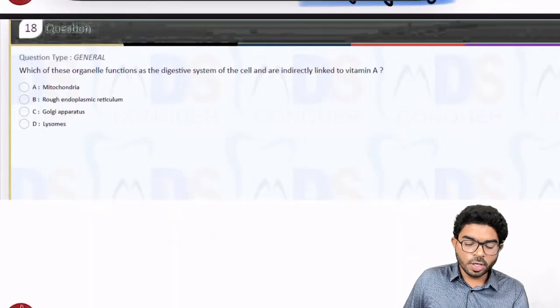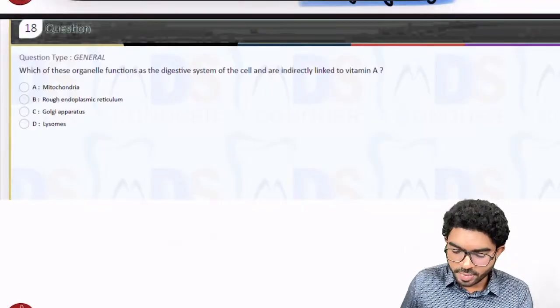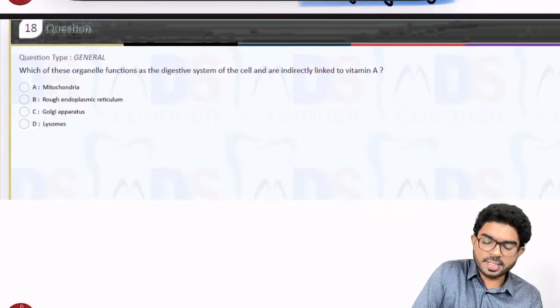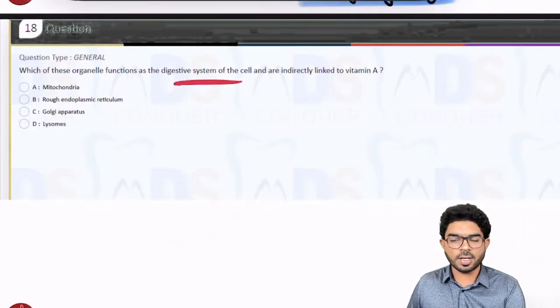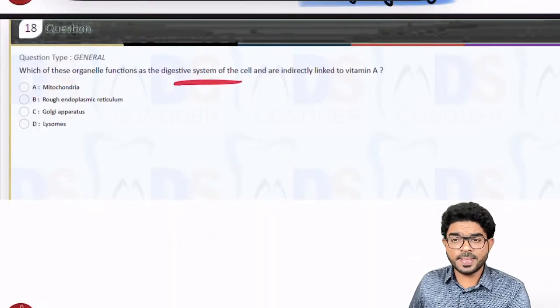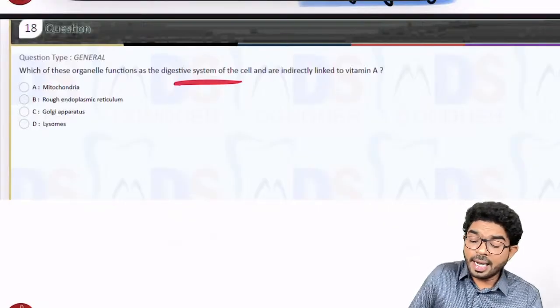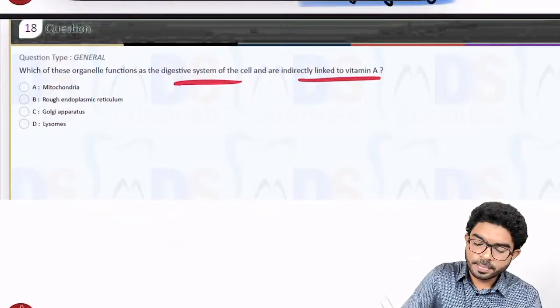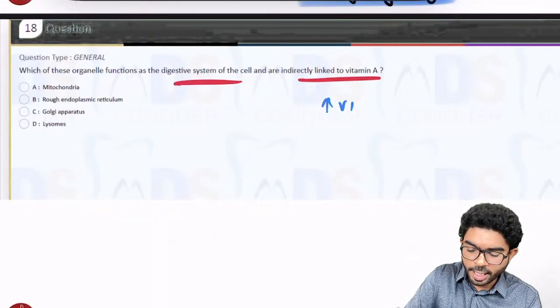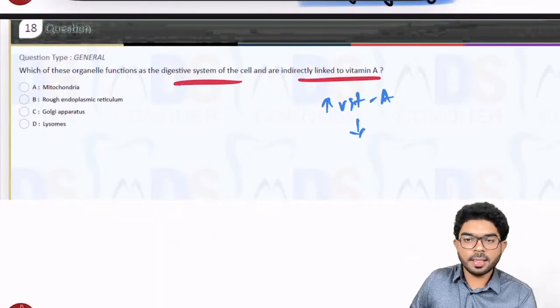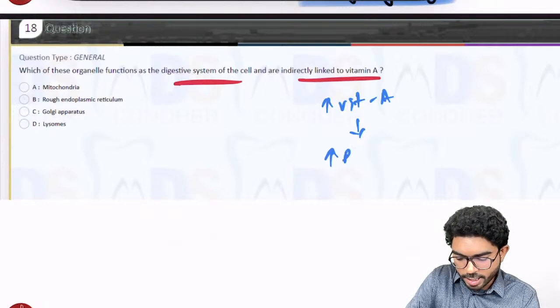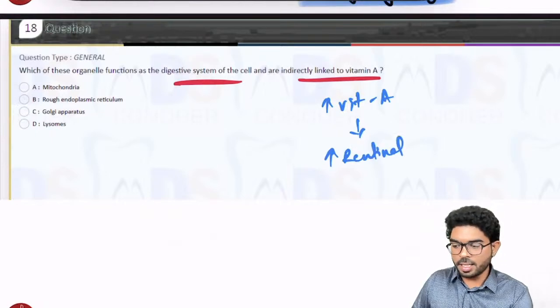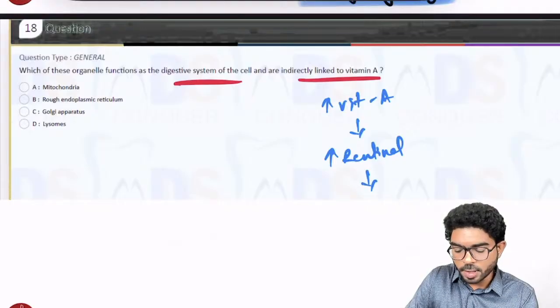Next comes, which of the following organelles functions as a digestive system of the cell? We know the digestive system of the cell is filled with lots of hydrolytic enzymes, which help in digesting unnecessary things or foreign bodies. And indirectly linked to vitamin A, of course, we have discussed. Whenever you have more vitamin A, what happens? More retinols will be there. Already discussed in the class. Whenever you have more retinols, what is going to happen?